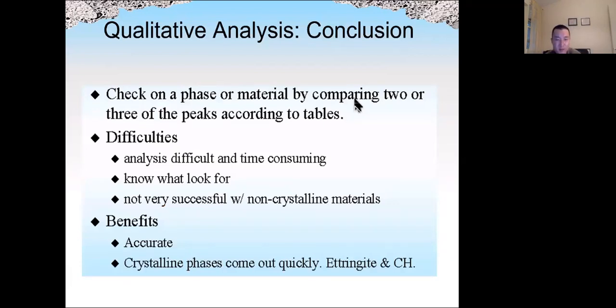For qualitative analysis, we can check the phase of a material by comparing two or more peaks based on the tables. The analysis may be difficult and time-consuming if software is not used. We should better know what we are looking for. Without that, it could be hard because there are just so many possible components. If we know what we are looking for, it will make things easier. It is not very successful with non-crystal materials.